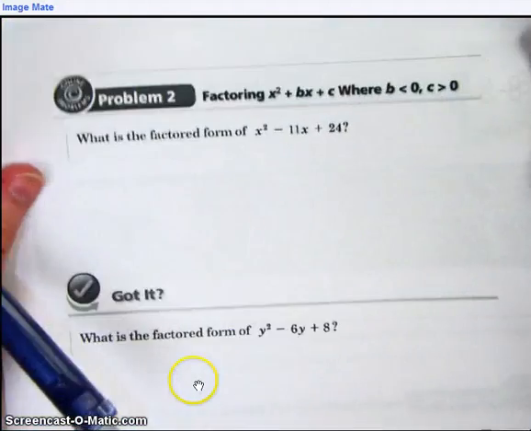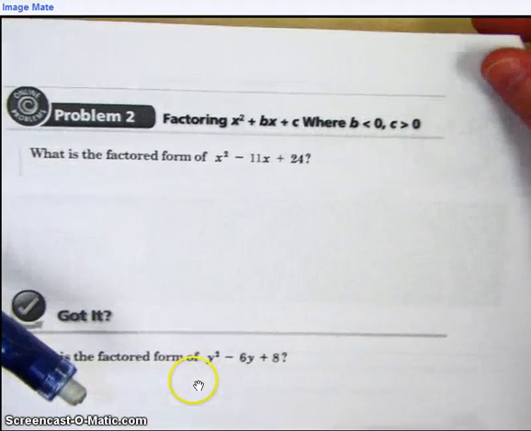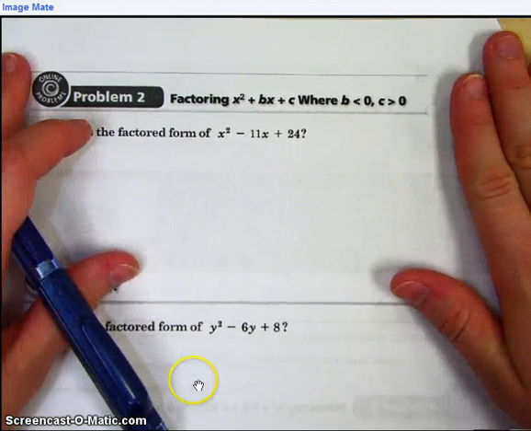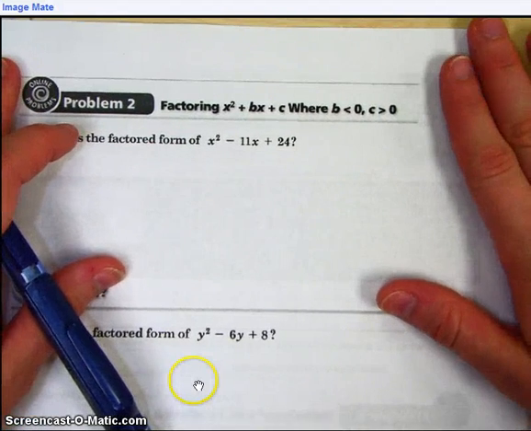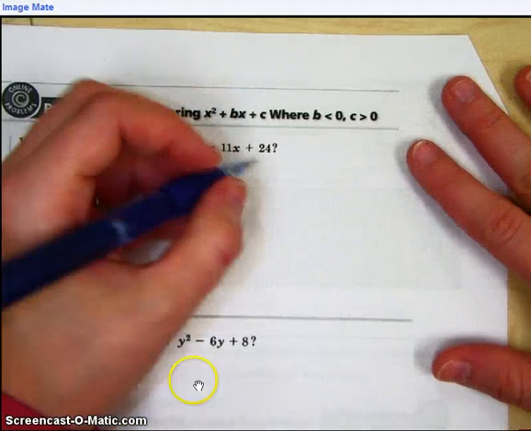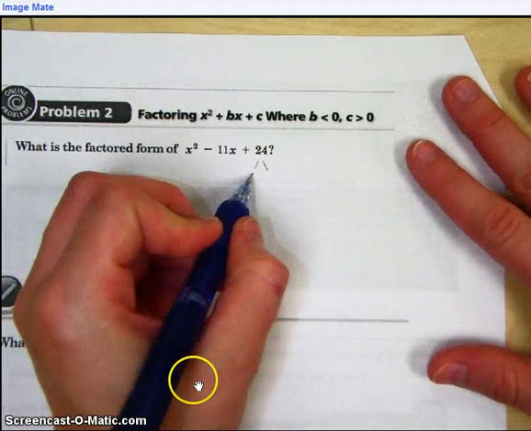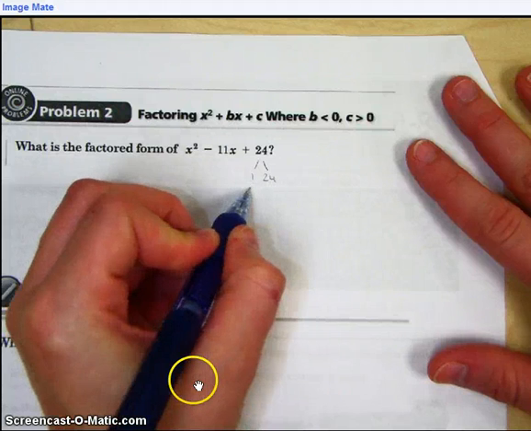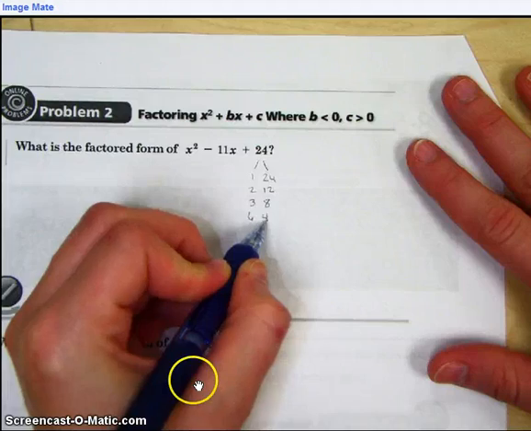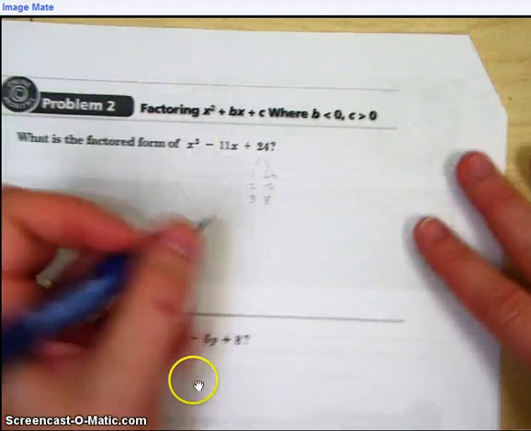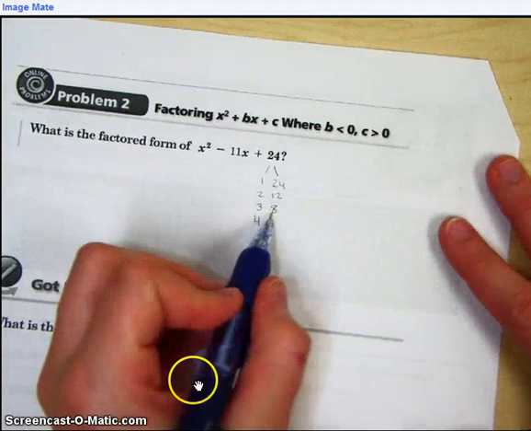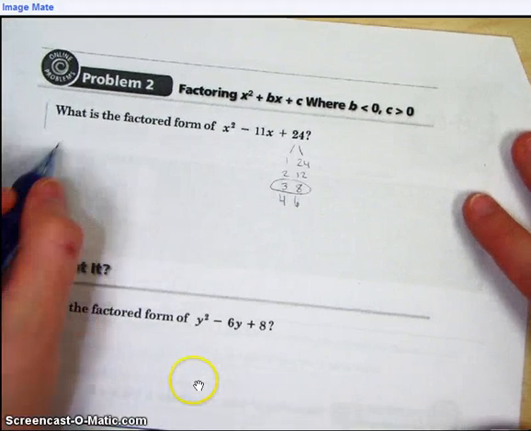Okay, now take a look at problem 2 and examine how it's different from the last problem that we just did. You might think it's exactly the same. Well, it's pretty darn close, except for that minus sign right here. All right, well, let's think of some factors of 24. 1 and 24, 2 and 12, 3 and 8, 6 and 4, or 4 and 6, whichever, really doesn't matter. Which one of those make 11? 3 and 8.